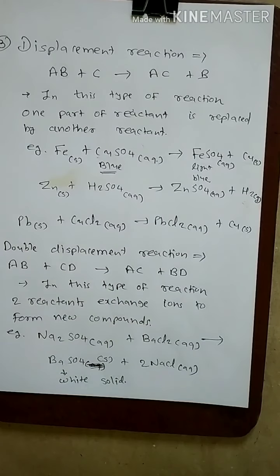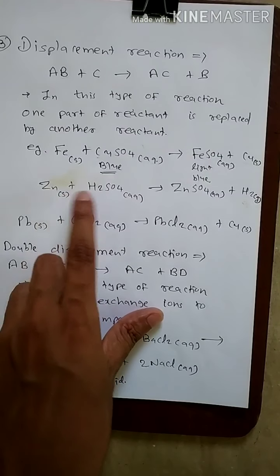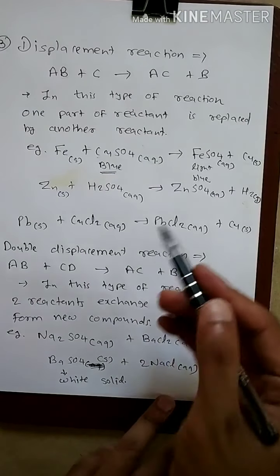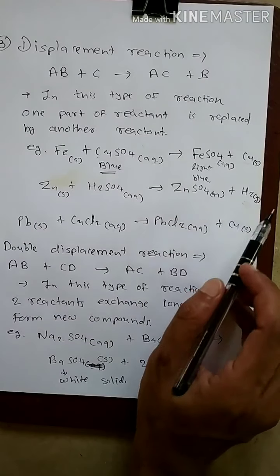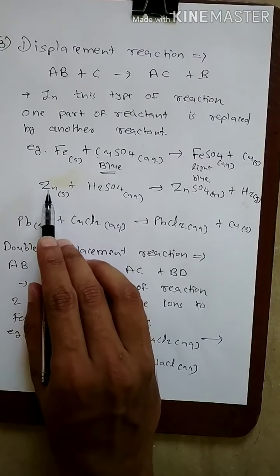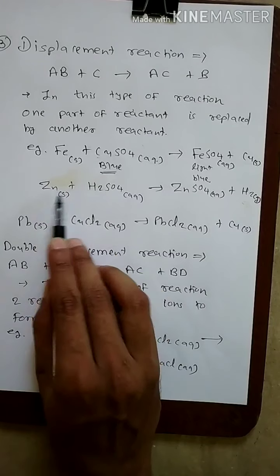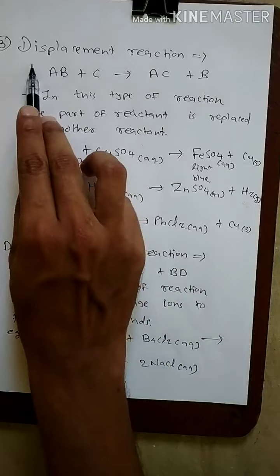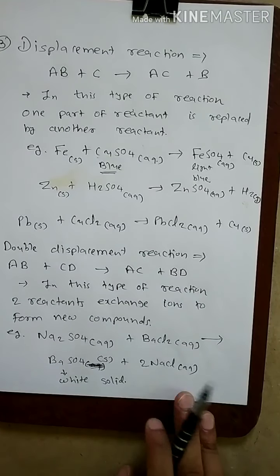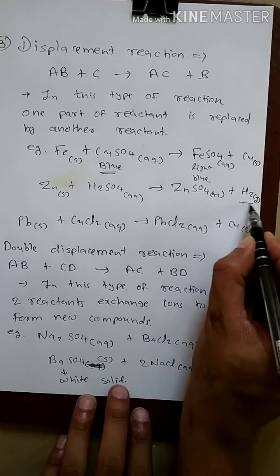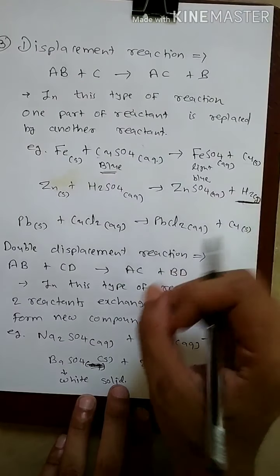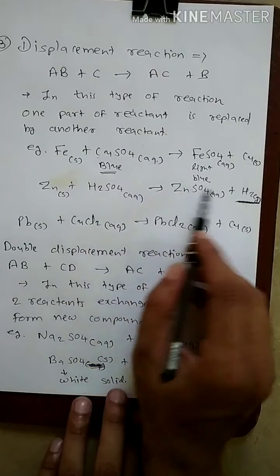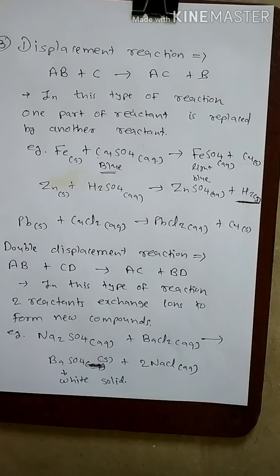Here second example is like this. Zn plus H2SO4 sulfuric acid, it will give you ZnSO4 plus H2. Now here you can see Zn and H2, they both are changing their place. So it is displacement reaction. And observation is hydrogen gas. Gas will be there, gas bubbles will be seen coming out, bubbles will be produced. So hydrogen gas will be evolved.